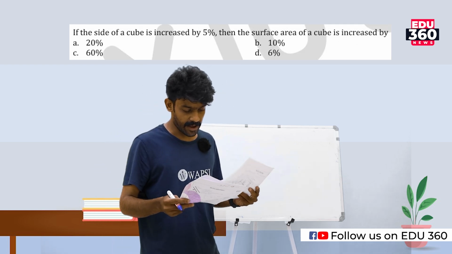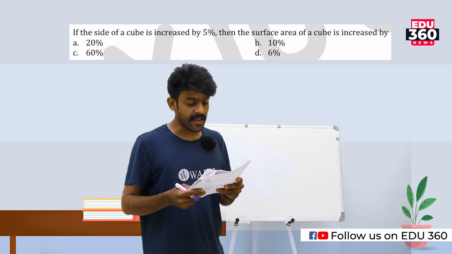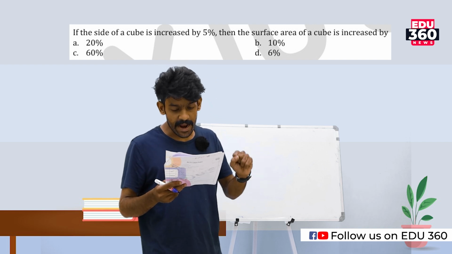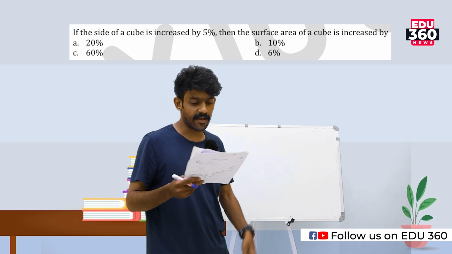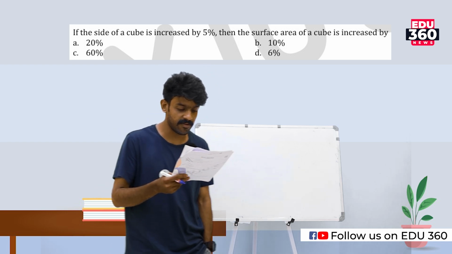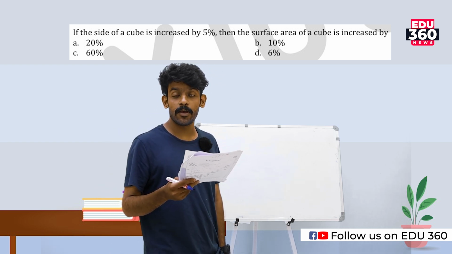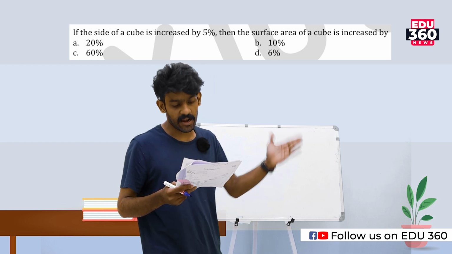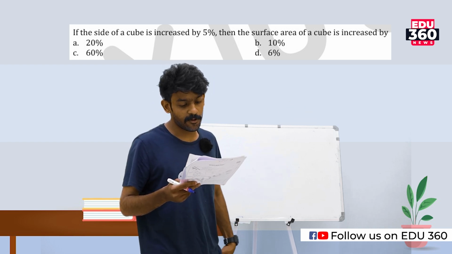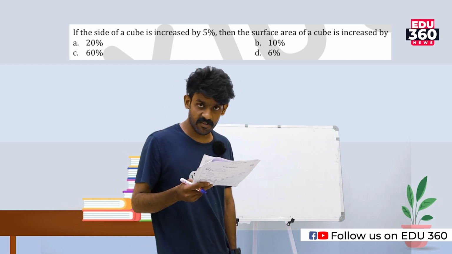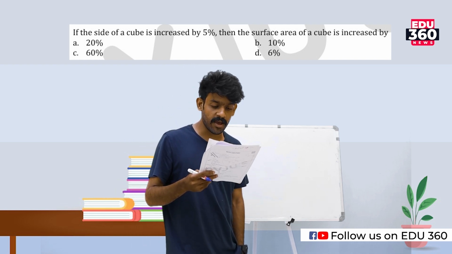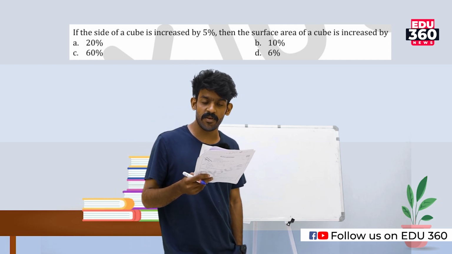So the question is that if the side of a cube is increased by 5%, it's already given, then the surface area of the cube is increased by. There are 4 options. Okay, you can see 20%, 10%, 60%, 6%. Let me read the question once again. If the side of a cube is increased by 5%, then the surface area of the cube is increased by.